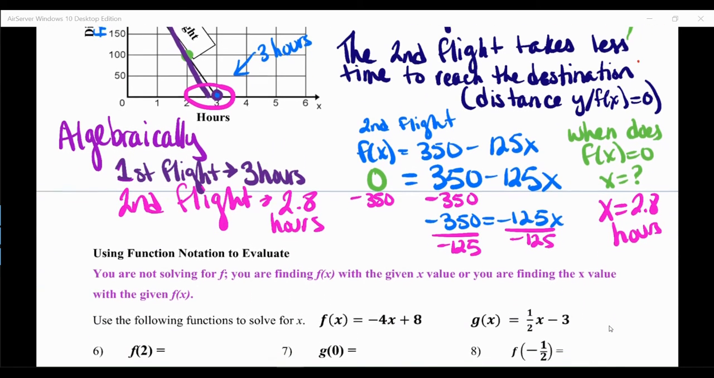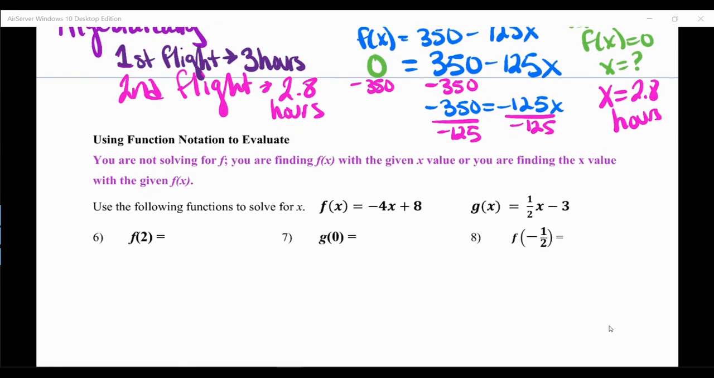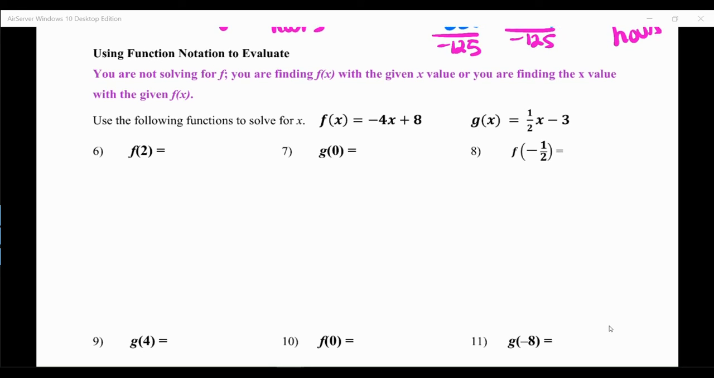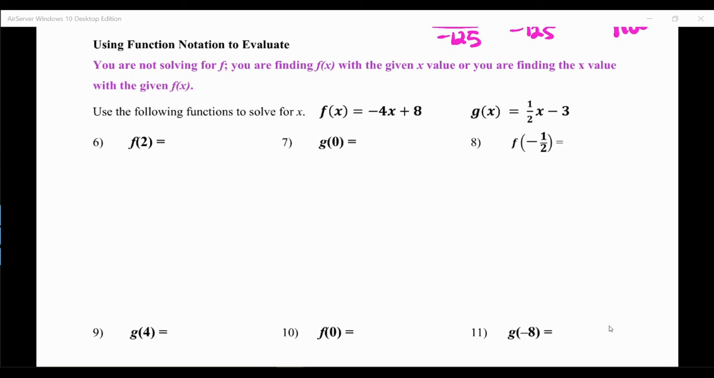I think evaluating functions graphically is much more challenging than algebraically. So I think you'll find the rest of this section to be a little more straightforward and have more computation involved. So using function notation to evaluate, remember, you're not solving for f. We're not solving a multivariable equation. We're just finding the value of f of x with a given x value. Or maybe we could be finding the x value with the given f of x value. We're either solving for x or y.